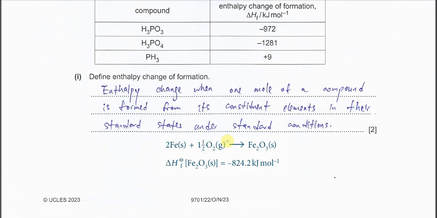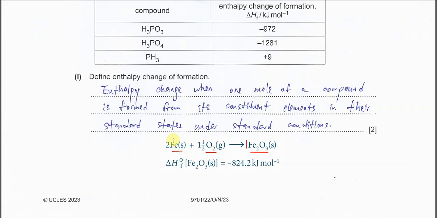Okay, I give you one example here. Enthalpy change when 1 mole of a compound is formed. Let's say now we have this oxide, iron(III) oxide. So it must be 1 mole, and this compound must form from its constituent elements, means the iron and the oxygen. So it must be the elements, it cannot be a compound.